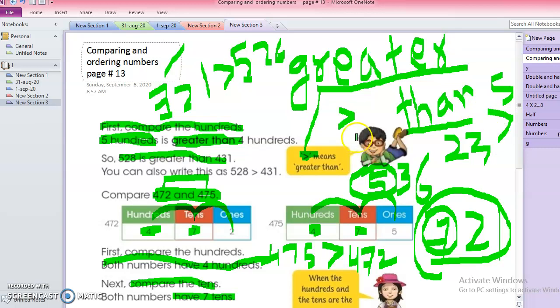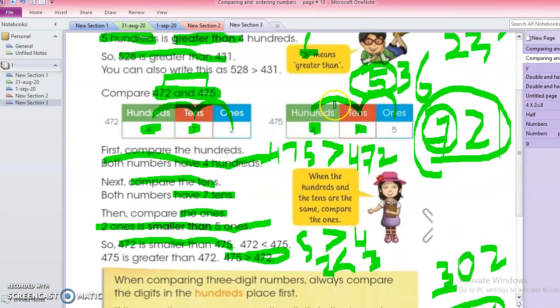Okay. Let's move to the further part of the book. What other example is the book giving? Compare 472 and 475. Look here. In this example you will find the hundreds are the same here and here also. When hundreds are the same, you will go for checking the tens.